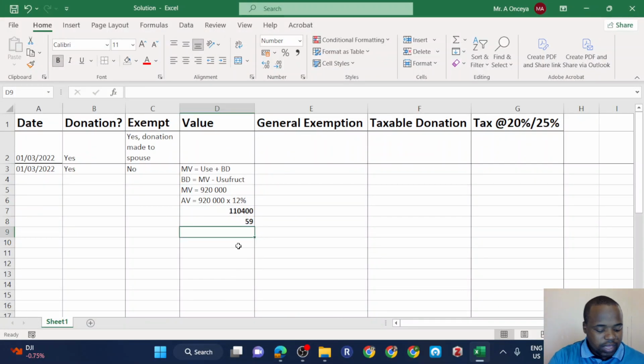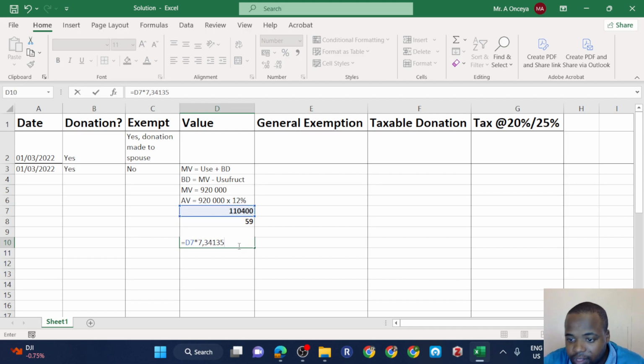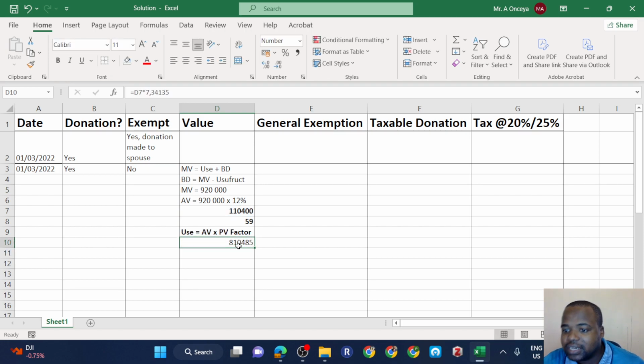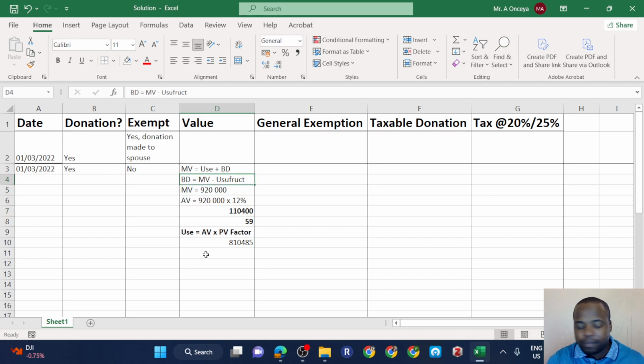So we quickly say, okay, the value of the usufruct is the annual value, which is now 110,400 rands, multiplied by the PV factor, which is 7.34135, right? And that's the value of the usufruct. So let's quickly do that. 110,400 multiplied by 7.34135, and it's 810,485 rands. Now remember we said the bare dominium is equal to the market value less the value of the usufruct.